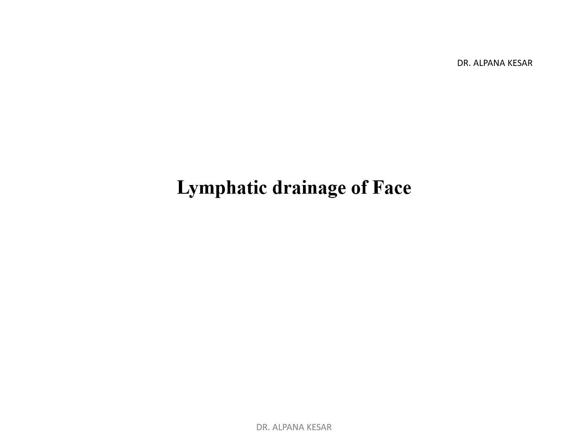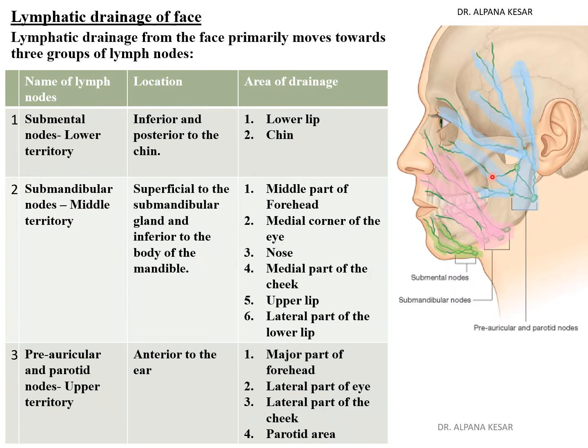Lymphatic drainage of the face. The interstitial fluid in the face enters the lymphatic vessels. The lymph traveling in the lymphatic vessels pass through one of the three groups of lymph nodes that drain the lymph from the face. They are submental group of lymph nodes, submandibular group of lymph nodes, and parotid group of lymph nodes.